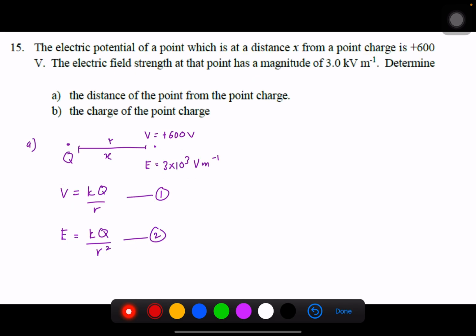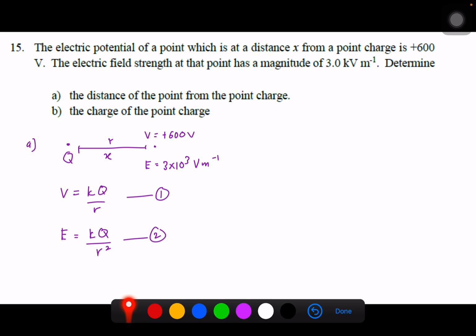Okay, for the last question. The electric potential of a point which is at a distance x from a point charge is 600 volts. The electric field strength at that point has a magnitude of 3 times 10 to the power of 3 kilovolt. Determine the distance of the point from the point charge.